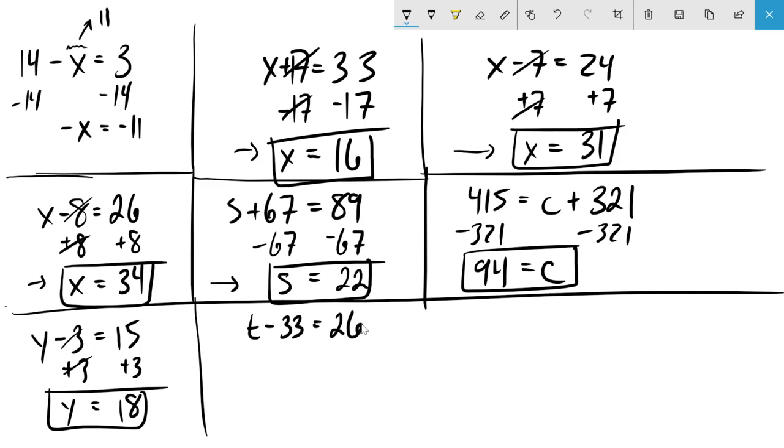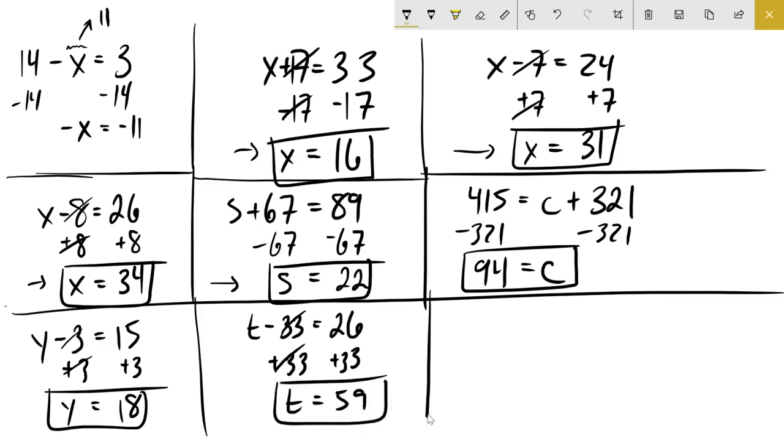The variable doesn't matter, right? The strategy is always the same. Get the variable by itself. How do you get rid of that minus 33? Opposite operation is addition, so we add to knock it out, and you got T equals 59 there, I think.